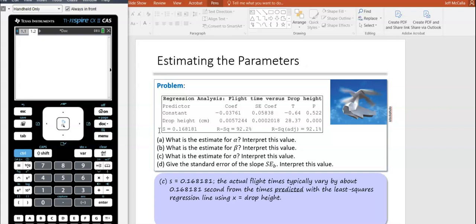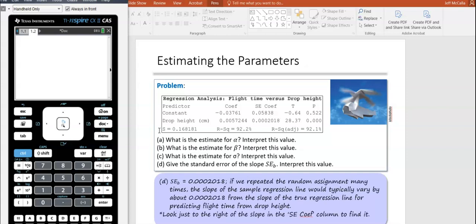Give the standard error for the slope. We could plug in the formula, but it actually says the standard error for the slope. If you look just to the right of the slope, so the slope is 0.0057, that number to the right of it, in the standard error coefficient column, is the standard error of the slope. So it's 0.00020818.